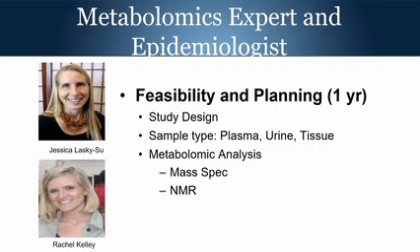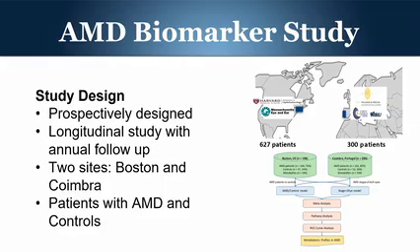So over a year, we discussed study design, what samples we should be collecting from our patients, and we decided we were going to do it all. We were going to do plasma, urine, and tissue. And then we had multiple discussions with biochemists in the group to discuss the most appropriate way of analysis. And I'm going to walk through this a little bit.